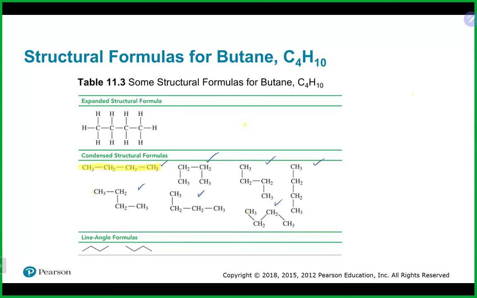If I start here left to right, 1 carbon, 2 carbons, 3 carbons, 4 carbons. If I start down here, 1 carbon, 2 carbons, 3 carbons, 4 carbons, 1, 2, 3, 4 carbons, 4 carbons straight down, 1, 2, 3, 4 carbons. They are all the same thing. They all have 4 carbons. If you count up all the hydrogens on all of them, they all have 10 hydrogens. So even though they may look different, they are actually all the same thing.